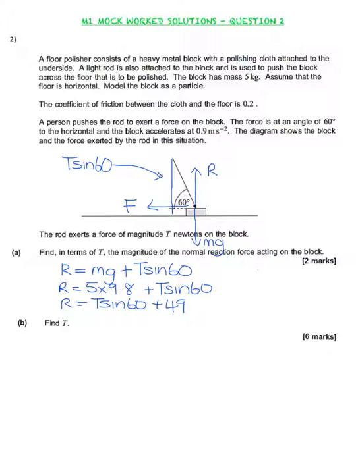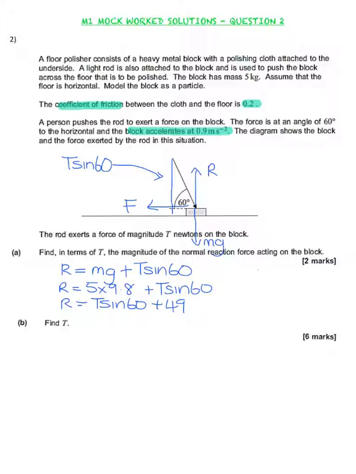Again, we're not given very much information in the question, simply told to find T. So we have to use the information we're given at the start of the question. We're told there is a coefficient of friction of 0.2 and that the block accelerates at 0.9 meters per second squared. So we can use these two pieces of information to get two equations.